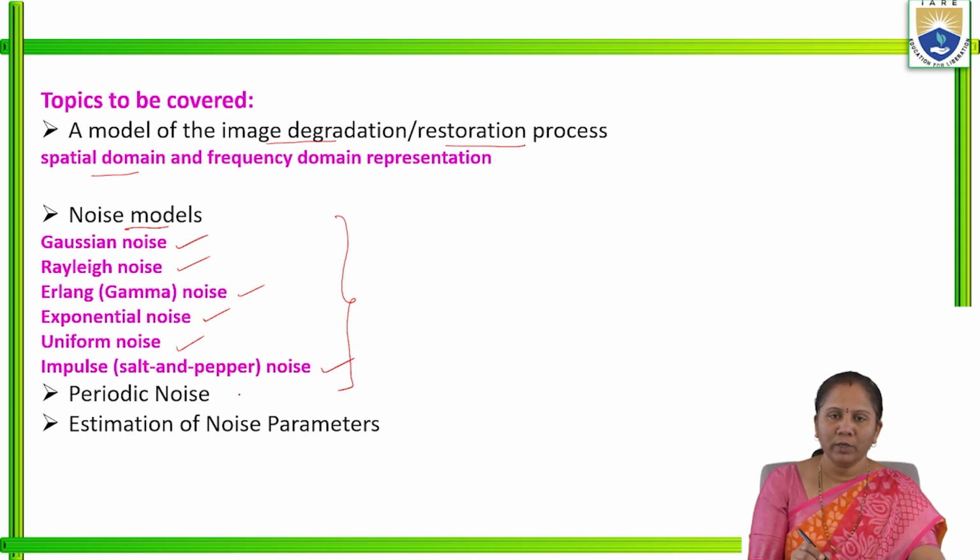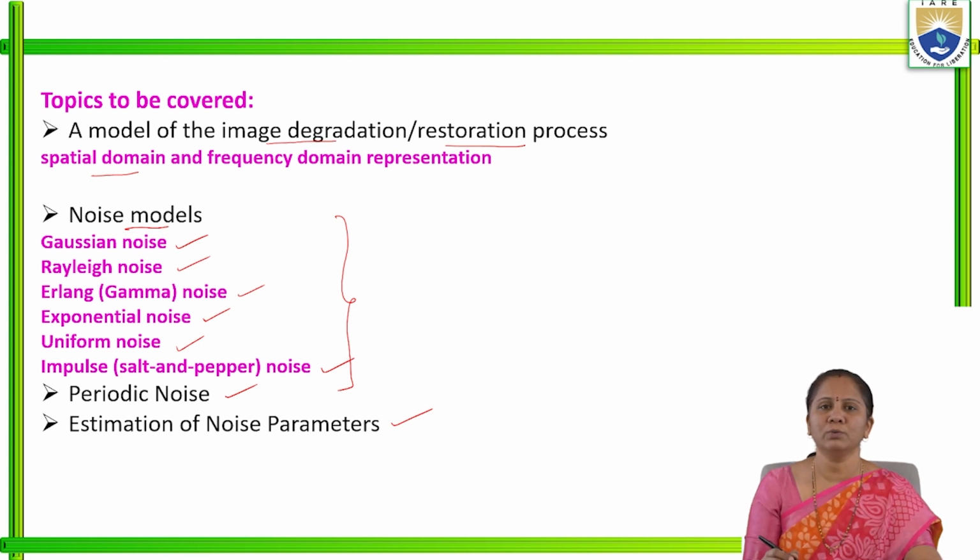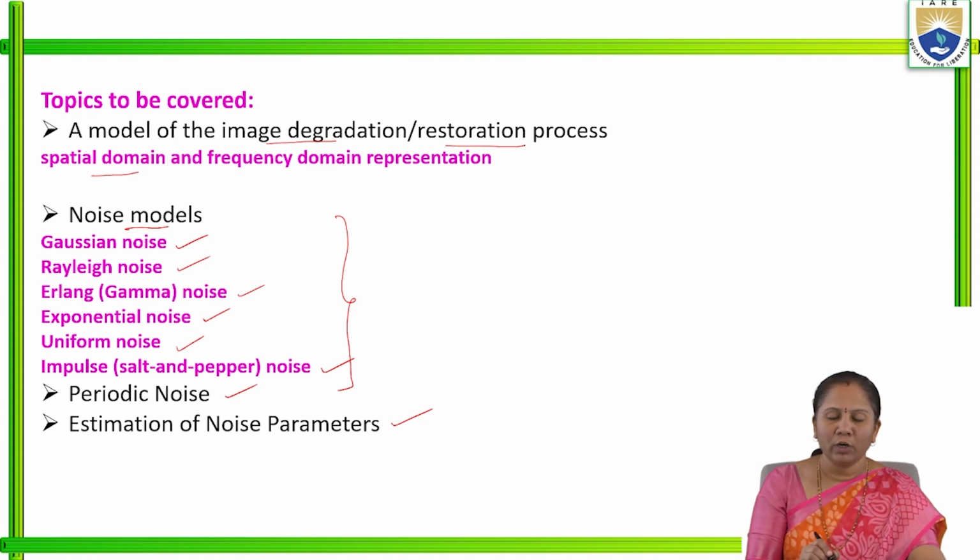Next, we are going to see another topic, which is periodic noise, by considering the sinusoidal signal. And next, we will see estimation of noise parameters. That means what parameters we are going to consider, like mean and variance, in order to estimate the noise in the image. So we will see all these topics in this session.